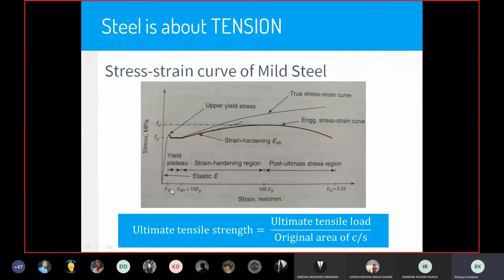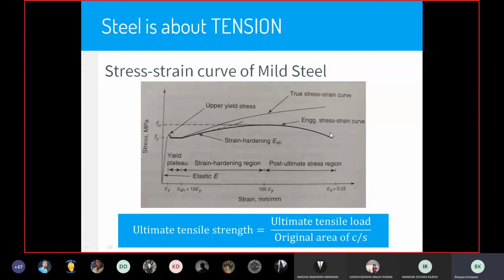If we look at the ultimate stress, the corresponding strain is approximately 100 times epsilon y. We'll look at what these numbers mean. We are not interested in how many times it is. We just want to conceptually understand what this signifies.